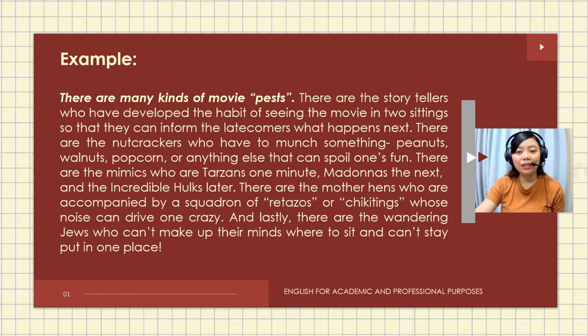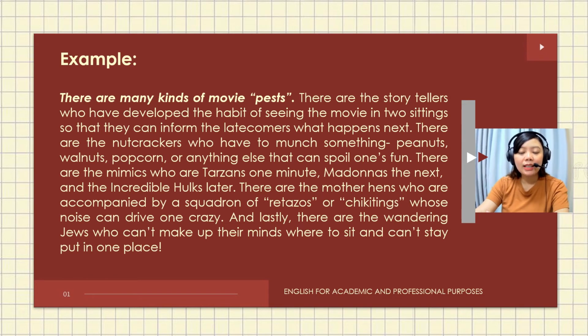Unlike in the inductive format, where you find the thesis statement in the specific idea, in here you find it in the general idea, which is: there are many kinds of movie pests. That's a generalized idea because the remaining parts of the passage are elaborating or expounding more on the kinds of movie pests. So there are the storytellers who have developed the habit of telling the movie. There are nutcrackers. We also have mother hens. And lastly, there are wandering Jews.